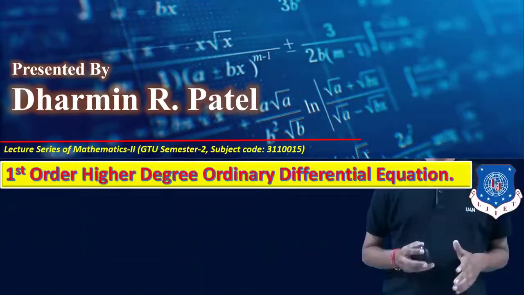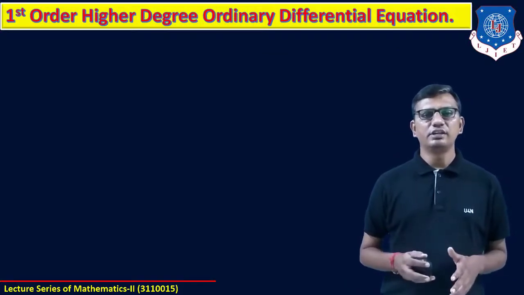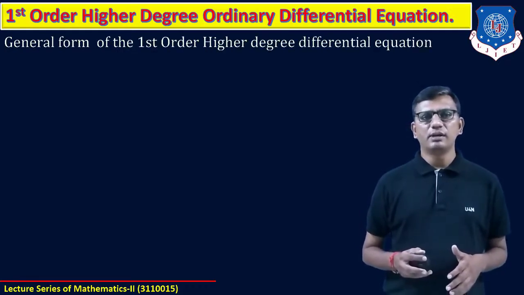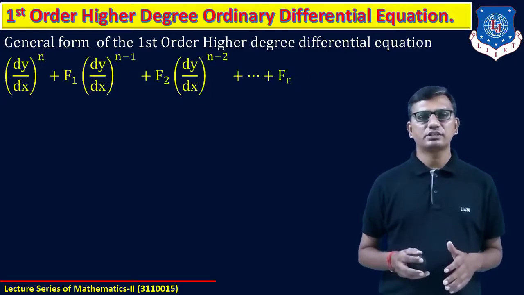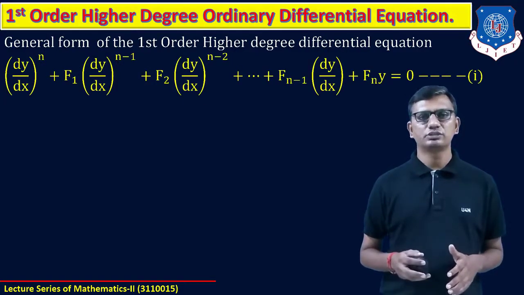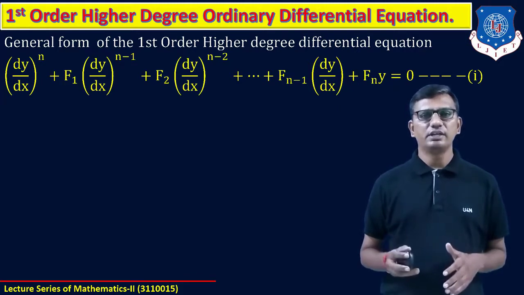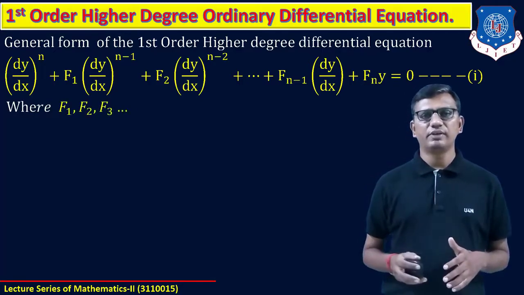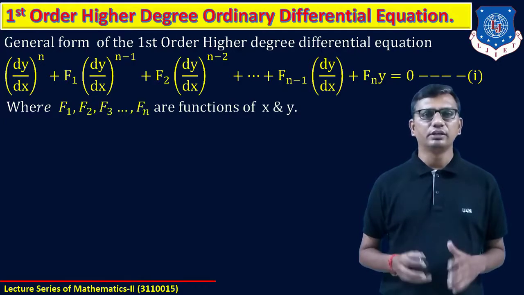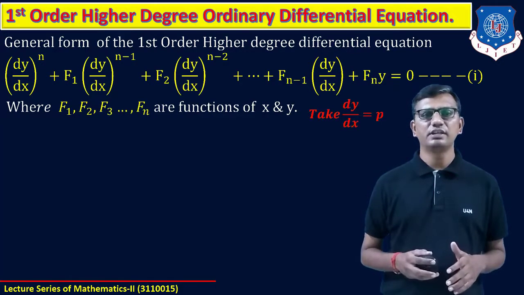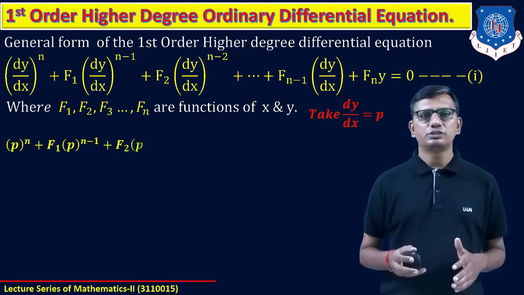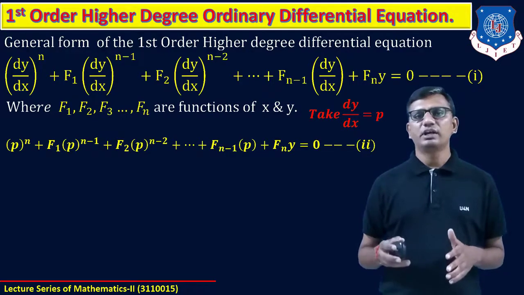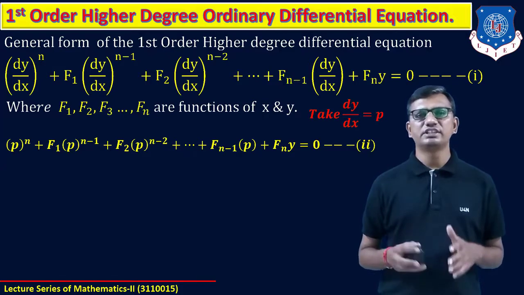First of all, we recall the last topics. First order higher degree ordinary differential equation. A general form of the first order higher degree ordinary differential equation is (dy/dx)^n + f1 (dy/dx)^(n-1) + f2 (dy/dx)^(n-2) + ... + f(n-1) dy/dx + fn y = 0, where f1, f2, f3 up to fn are functions of x and y. To solve this type of differential equation, we take dy/dx = p. Then we have p^n + f1 p^(n-1) + f2 p^(n-2) + ... + f(n-1) p + fn y = 0. Call it equation number 2.